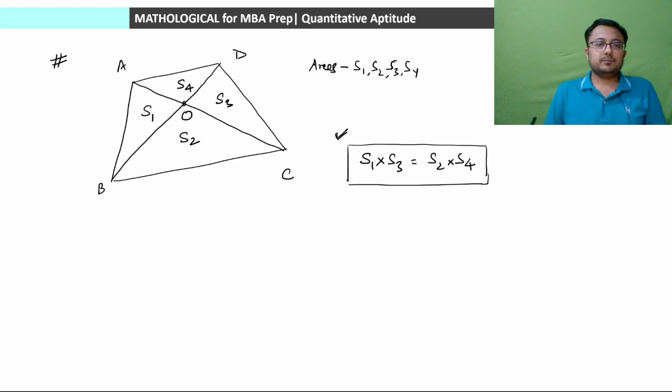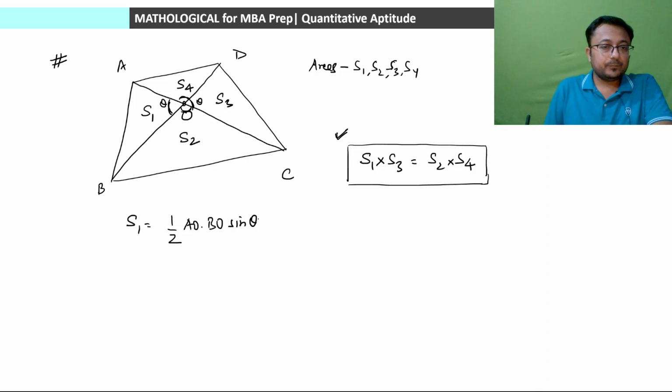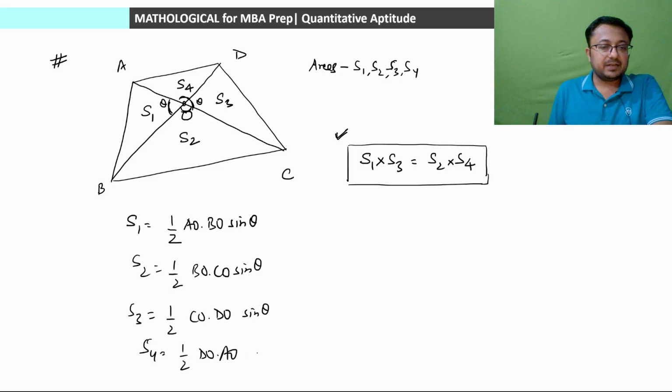Okay, and the proof is very simple. S1 is equal to 1 by 2 if this angle is theta. So this is also theta, this is 180 minus theta, this is 180 minus theta. तो sin theta and sin 180 minus theta सेम होगा. तो S1 हमारा आ जाएगा 1 by 2 into AO into BO sin theta. Similarly S2 आ जाएगा 1 by 2 BO into CO sin theta. S3 will be 1 by 2 CO into DO sin theta. And S4 will be 1 by 2 DO into AO sin theta.